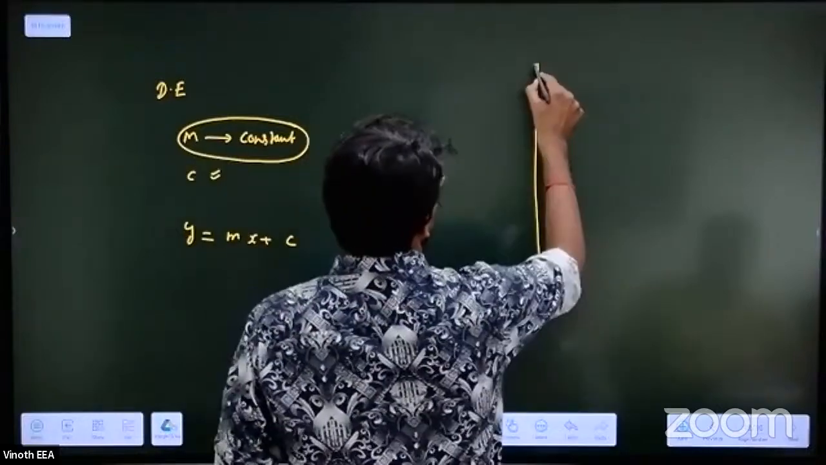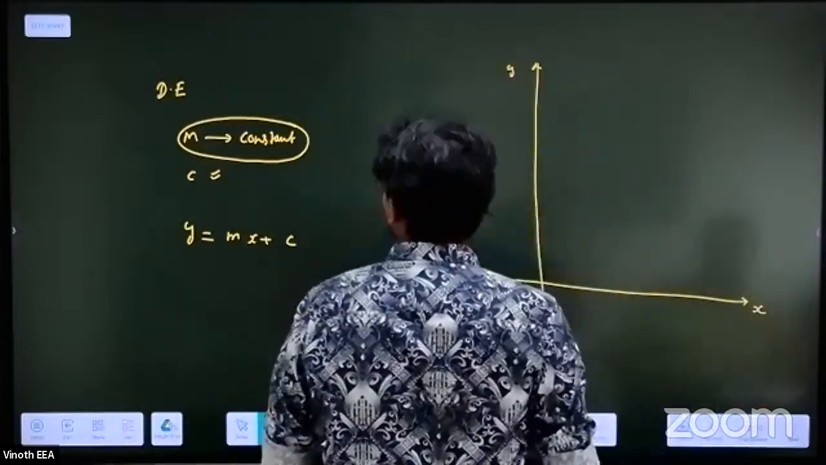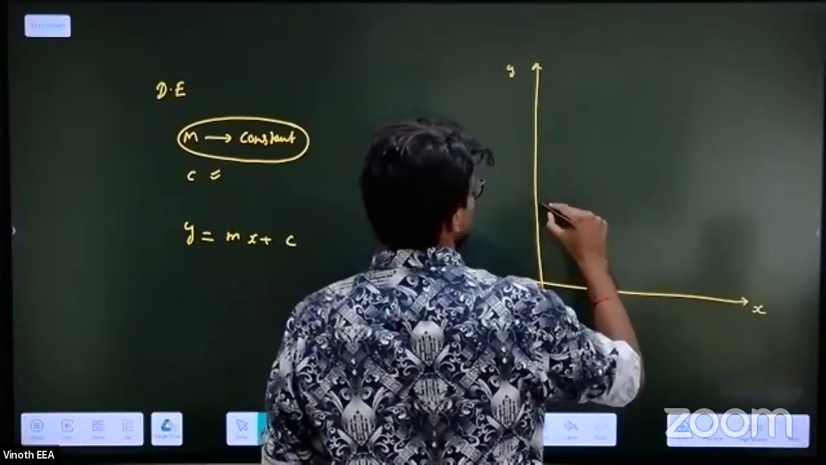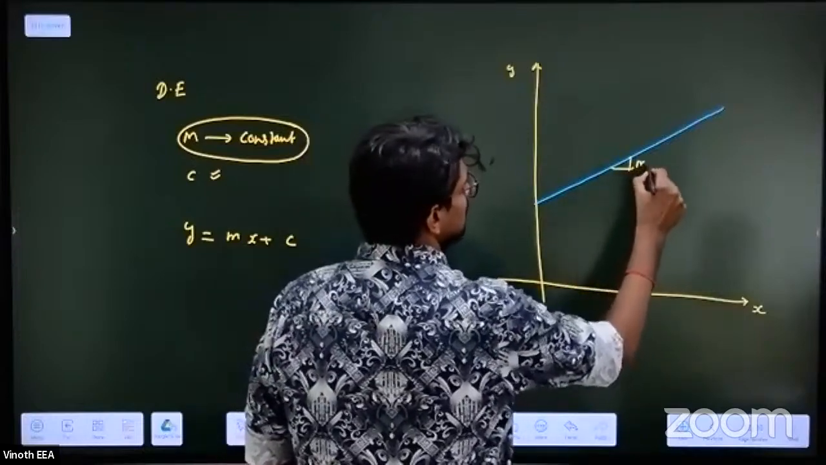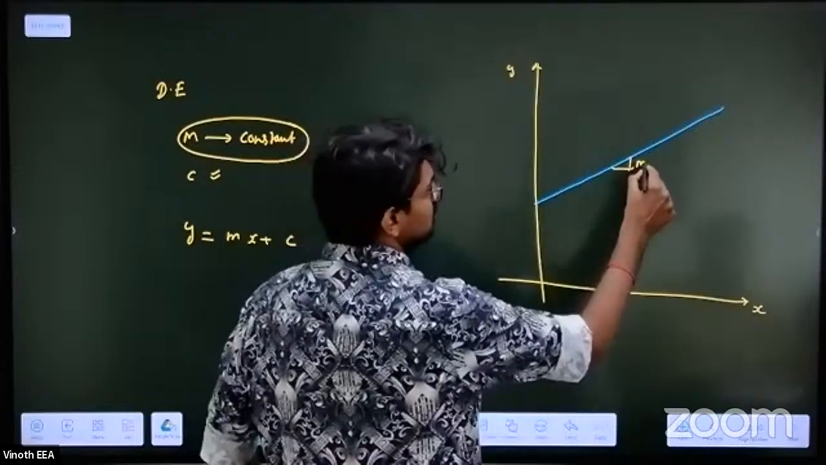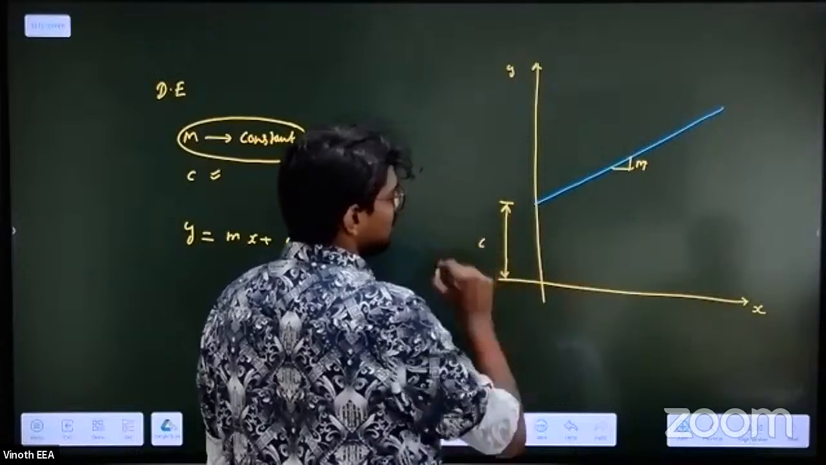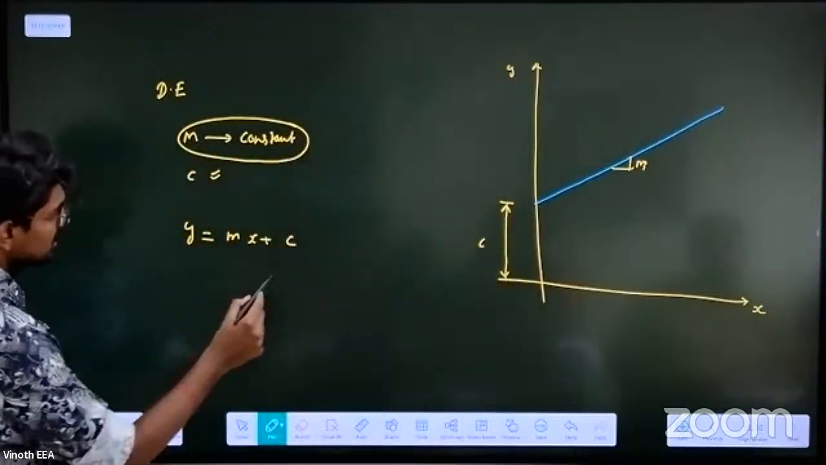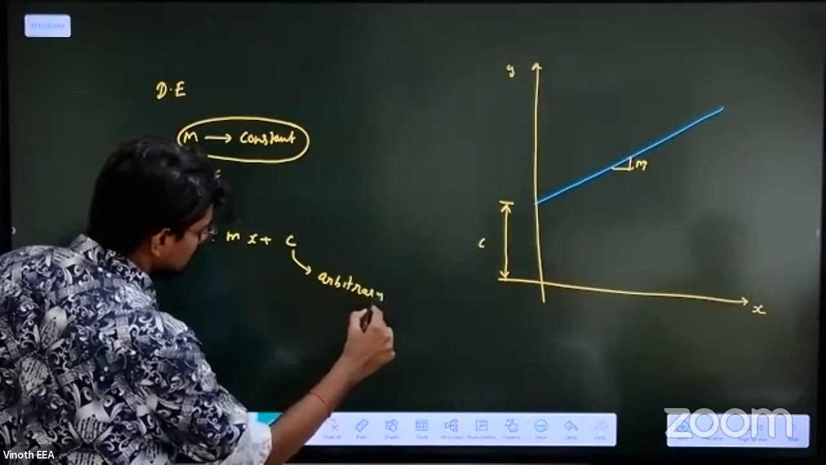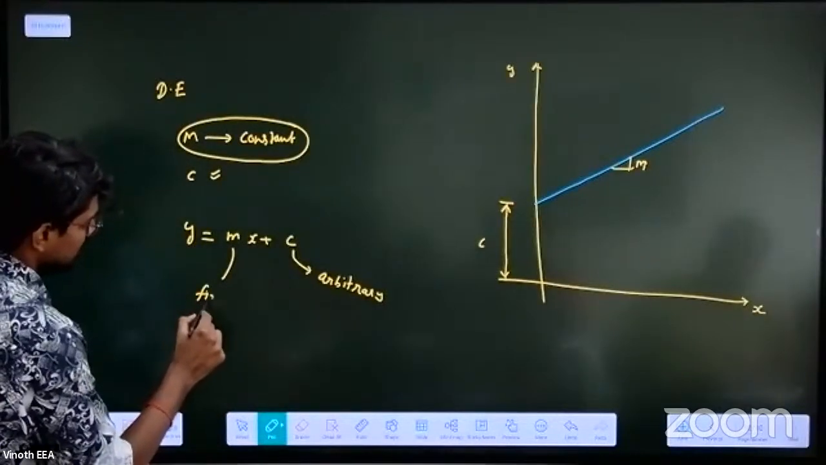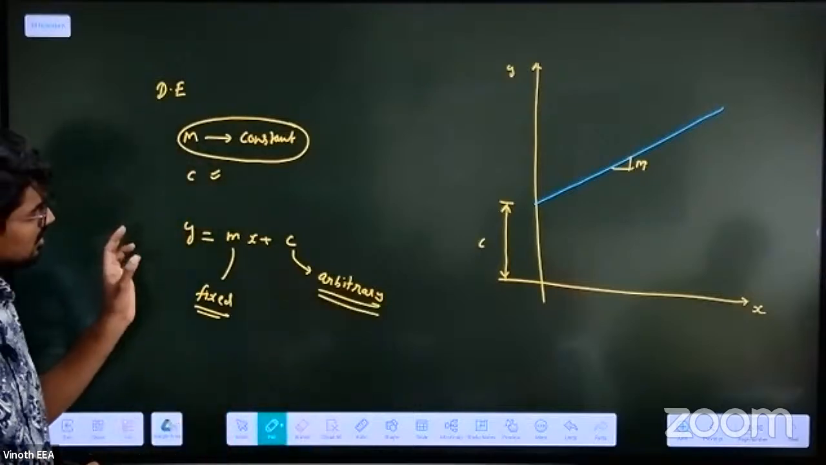Suppose I have taken the y-axis and x-axis. How to represent a straight line? y is equal to mx plus c, something like this, with a slope m. And what is my intercept? This is intercept c. So in this question, this c is arbitrary, and m is fixed.